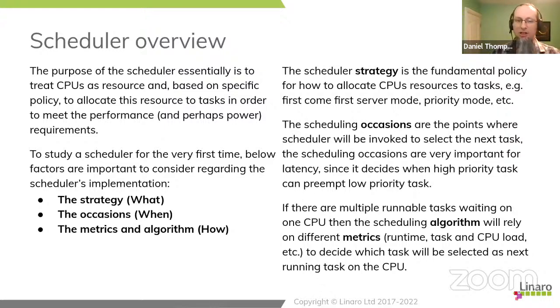Scheduling occasions: I quite often describe this as the scheduler being asked to make a decision. This is the point at which the scheduler is going to actually look at the set of runnable tasks and figure out what task should be running on a CPU at any point. So it's being called upon to make a decision about what to execute next. And then finally, we have algorithms and metrics. Algorithms are the low-level details of how we realize our strategy. And metrics, things like runtime and load, are tools that we can use to decide what is going to run next.